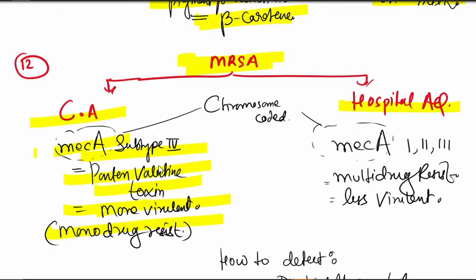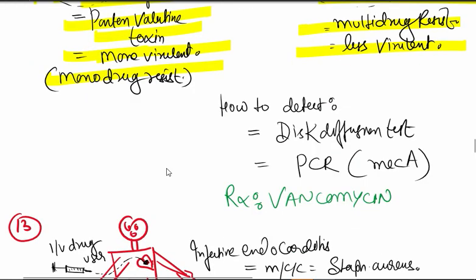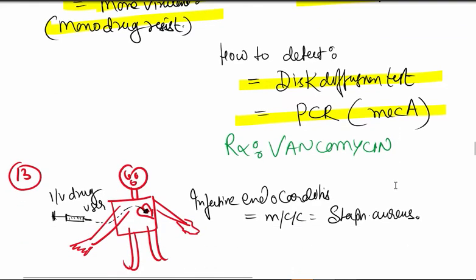Now, mecA type 123 gene is causing hospital acquired MRSA. It is multi-drug resistant and less virulent, and both of them are chromosomally coded. And how to detect this MRSA? Disk diffusion test or PCR. PCR will be detecting the mecA gene, and the treatment of choice is vancomycin.